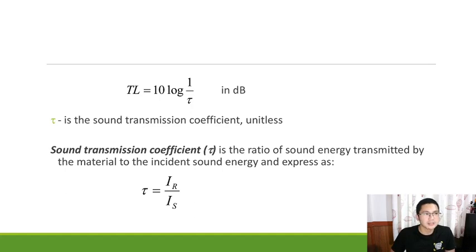So, it's a coefficient. Meaning, if it's a coefficient, it's a value from 0 to 1 that when you multiply it to your actual value, that's all that will remain. So, that is the value you get. We call that the sound transmission coefficient. It is the ratio of sound energy transmitted by the material to the incident sound energy, expressed as IR over IS. IR is the intensity of the receiver over the intensity of the source.